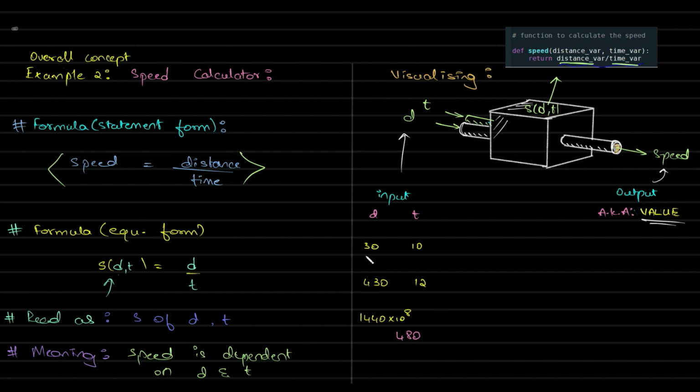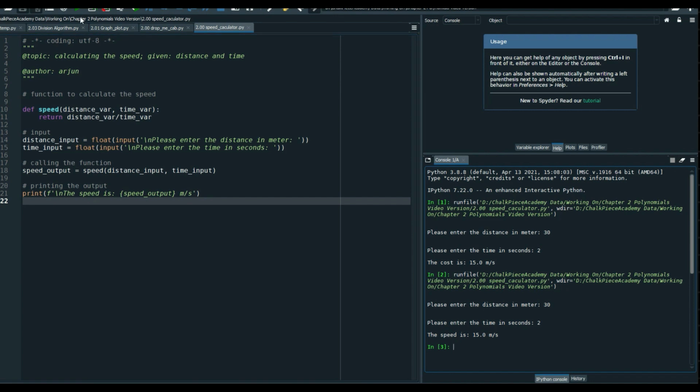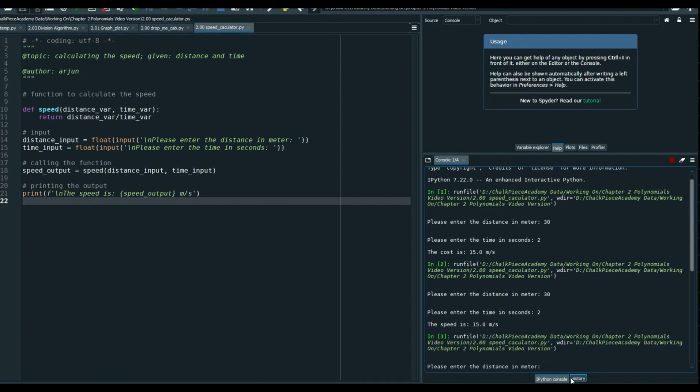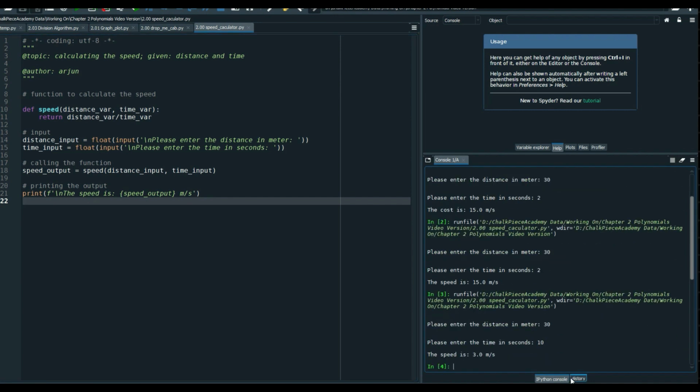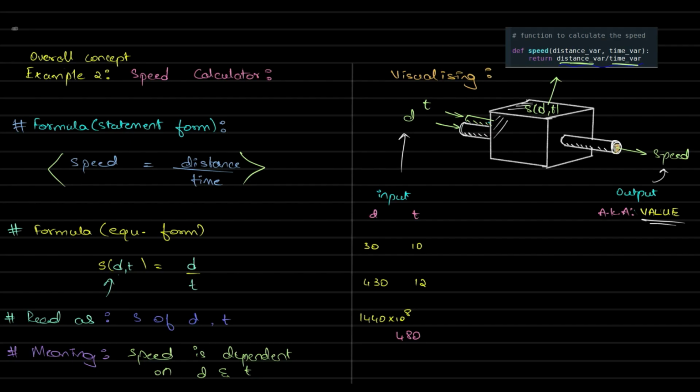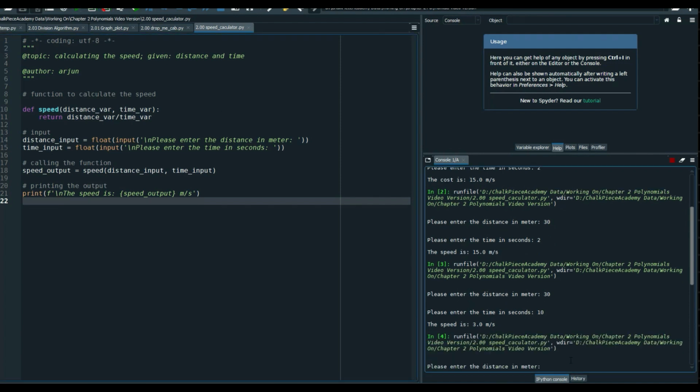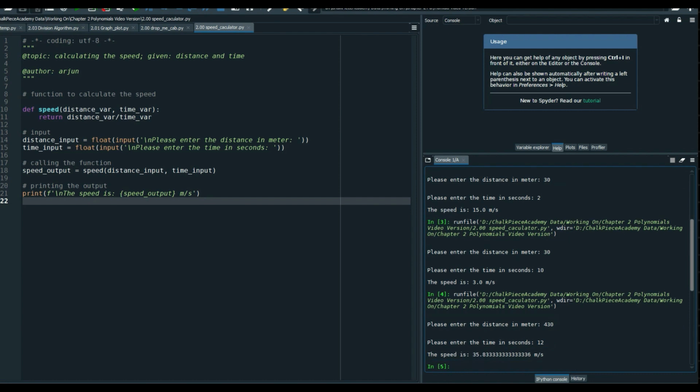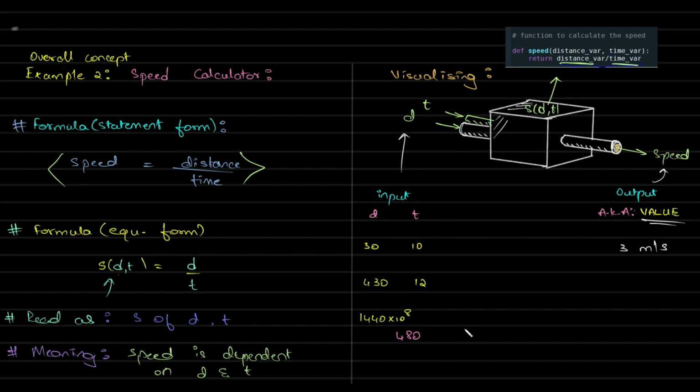We have distance and time to be 30 and 10. Let's have a look. Distance is 30, time is 10, the speed is 3 meters per second. So the value for this input is 3 meters per second. Next is 430 and 12. So a person is covering 430 meters in 12 seconds. We have 35.83, an approximate value, meters per second.